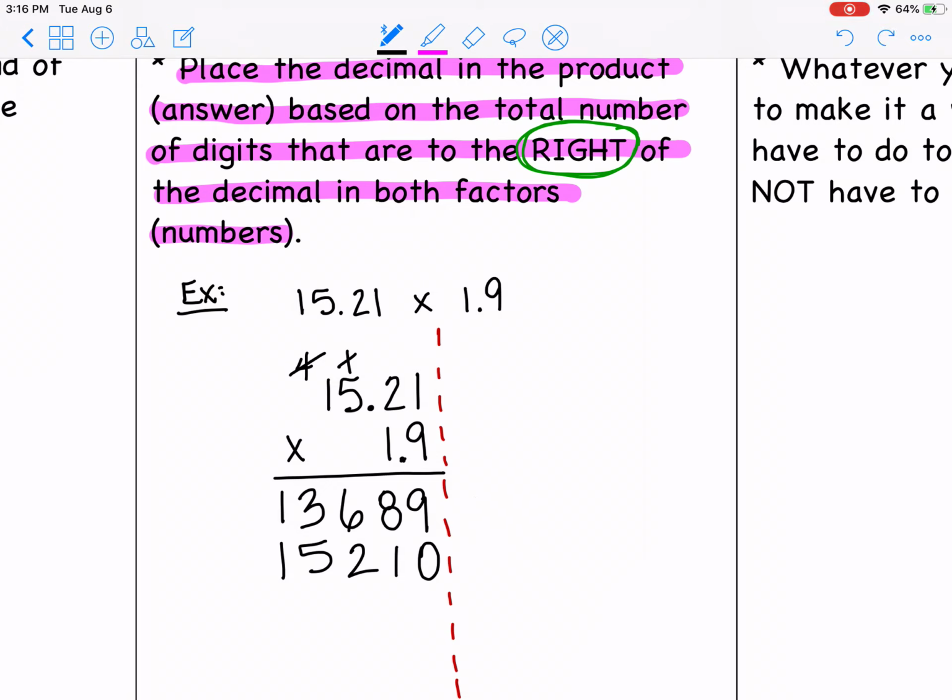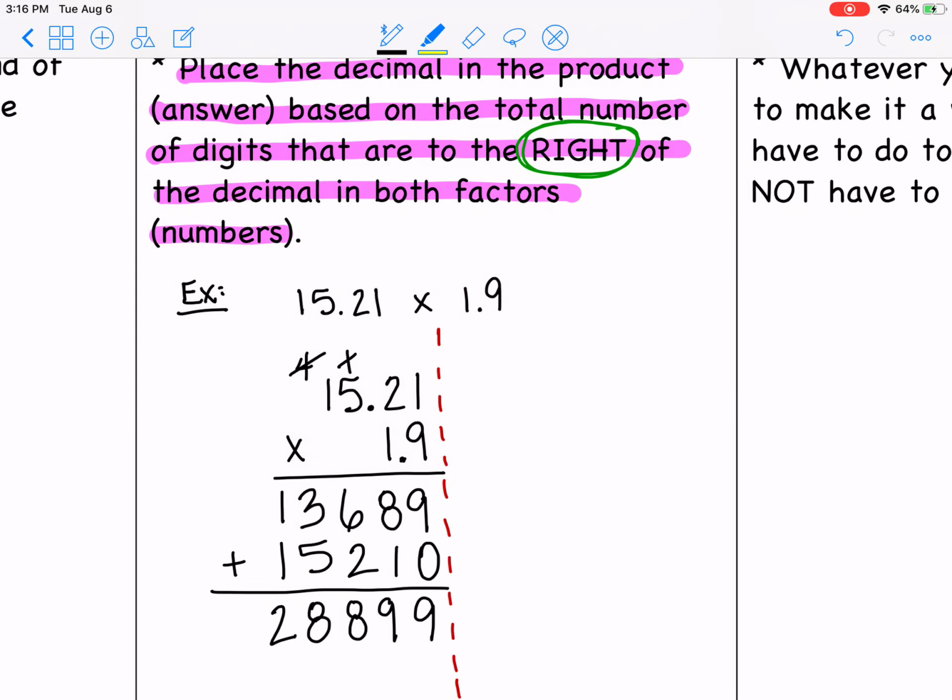And now we're going to add those together. 9 plus 0 is 9. 8 plus 1 is 9. 6 plus 2 is 8. 3 plus 5 is 8. 1 plus 1 is 2. Now, you are not finished yet. Here's the most important part that I was talking about above.